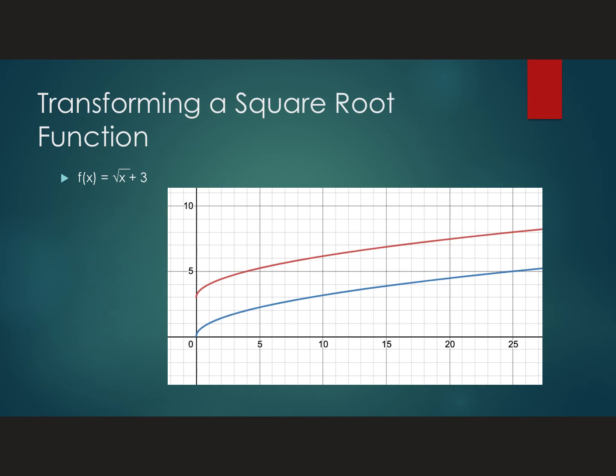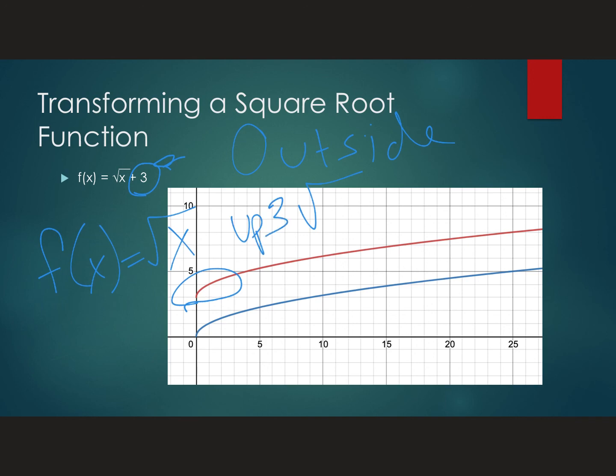Now let's talk about transforming a square root function. So we know that this blue line right here represents f of x equals the square root of x. And this red line here is f of x equals the square root of x plus 3. If the plus 3 is outside the square root symbol, please note that it is outside my radical, then it just makes my function move up and down. Plus 3 moves up 3. If it was minus 3, we would move down 3.